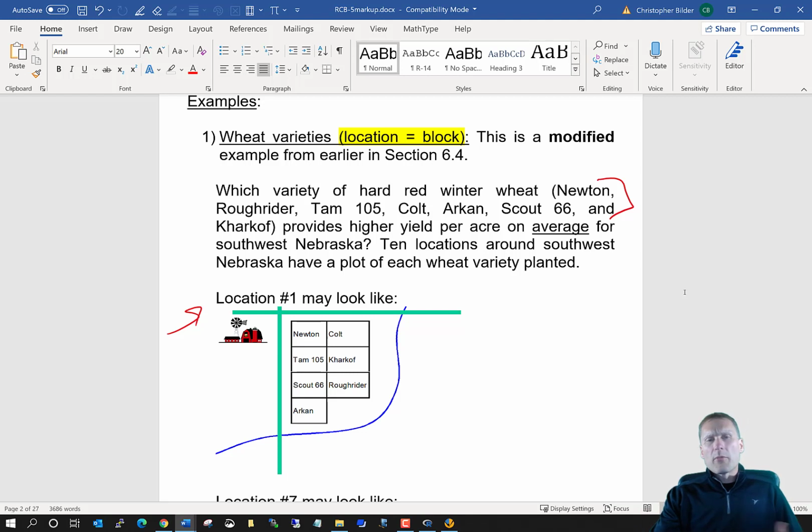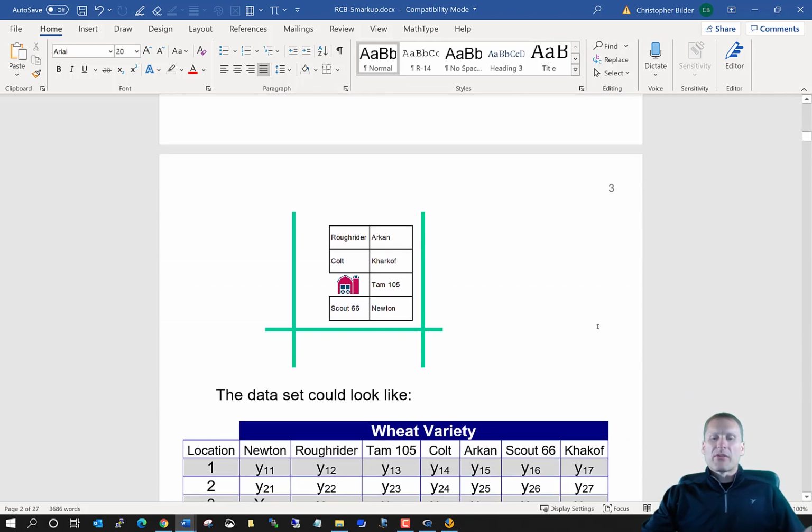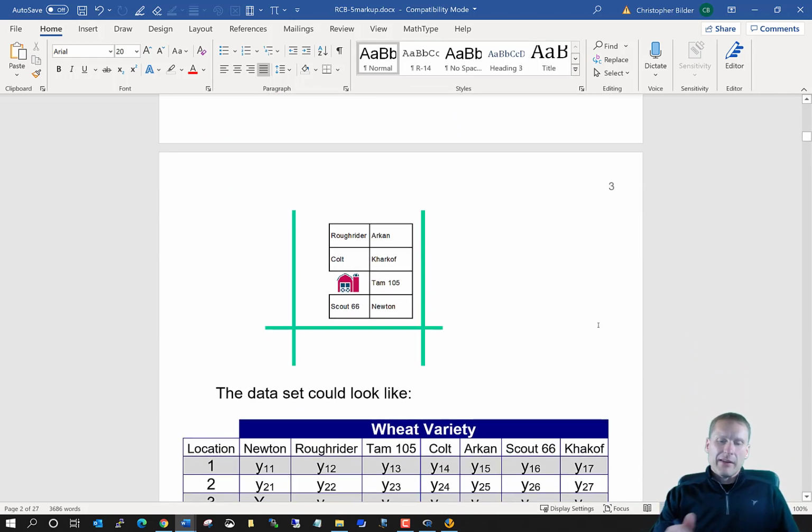Here, for one particular location, one farm, so you obviously see from my image that it must be a farm, we have 7 different plots where we plant one variety in each of the plots. Okay. Then we find some other locations in southwest Nebraska as well. Maybe location number 7 looks something like this. And again, it must be a farm given my graphic there. And we have these 7 different plots, each with a different wheat variety on it.